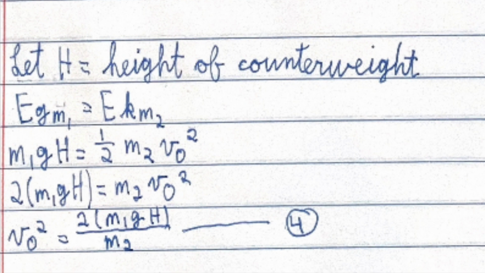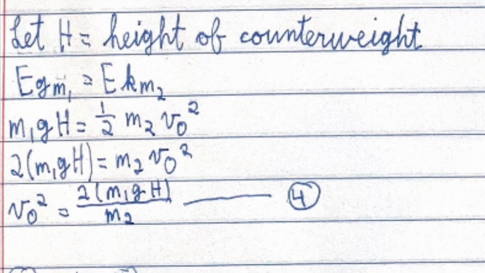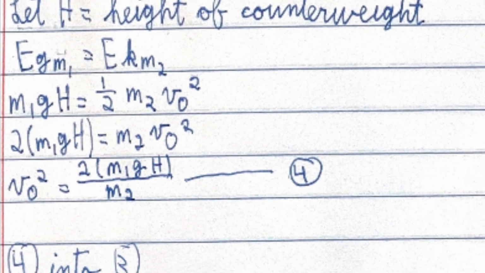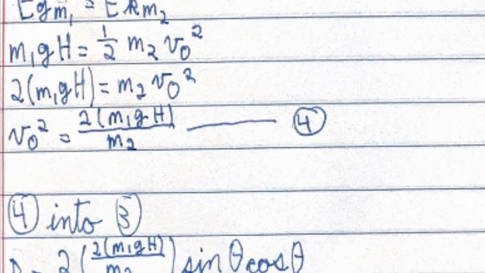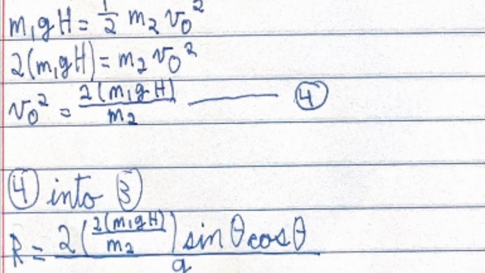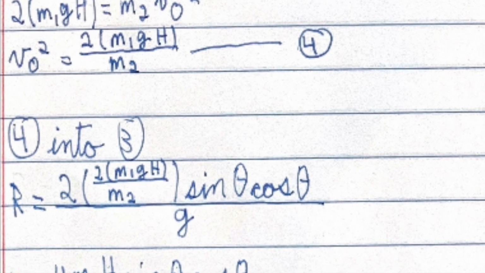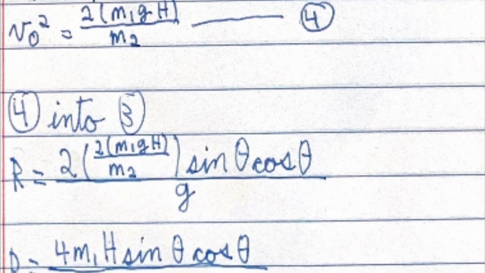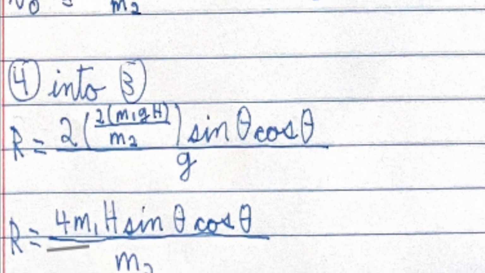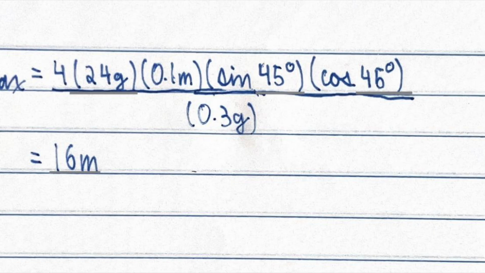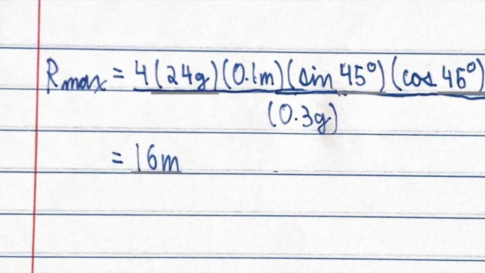Under the assumption that there is no energy lost, the gravitational energy gained by the counterweight should be equal to the kinetic energy of the moving projectile, since the trebuchet uses a lot of lever physics in its motion. What we're trying to do here is isolate for v naught squared so that we can substitute this into the range equation. So the maximum range equation for a trebuchet is 4 times mass of counterweight times height of counterweight times sine theta times cosine theta divided by the mass of the projectile. Plug in the values that we measured already, and we get a maximum range of 16 meters.